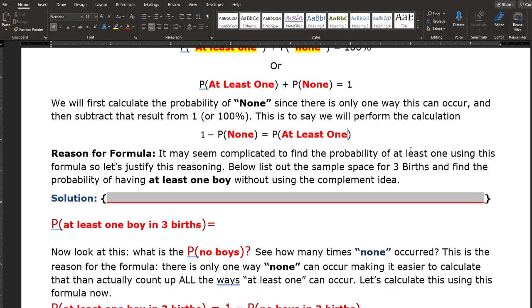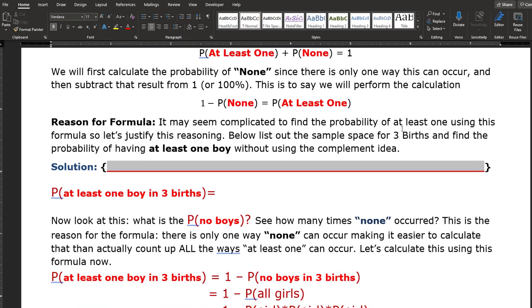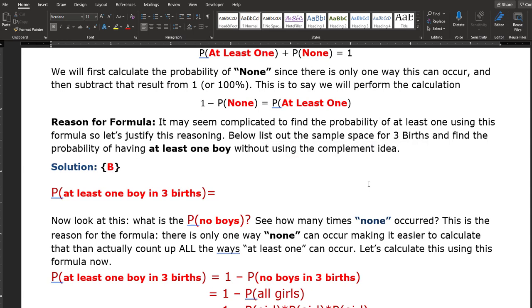And I kind of want to show you a justification for this, in kind of the way we did things way back at the very beginning of Chapter 4. It may seem complicated to find the probability of at least one using this formula. So we're going to justify this with the reasoning below. Let's say this space is having 3 births, and you're looking at the biological gender, or whatever they assign the babies at birth. So we're going to say we have 3 boys born first. We'll say all 3 babies are boys.